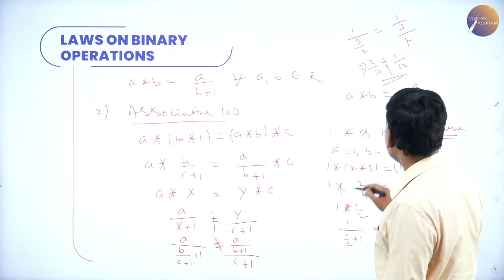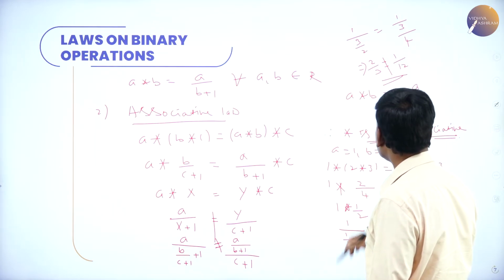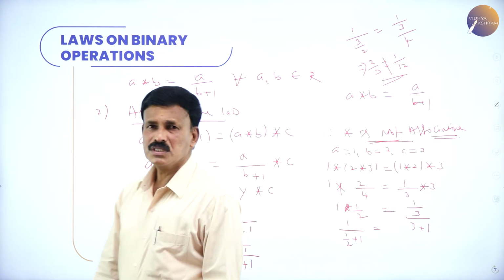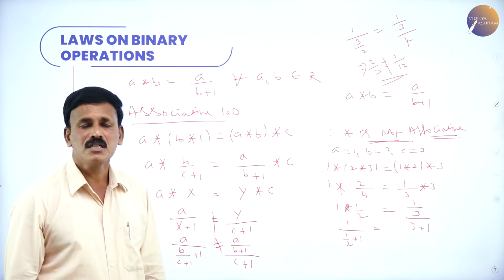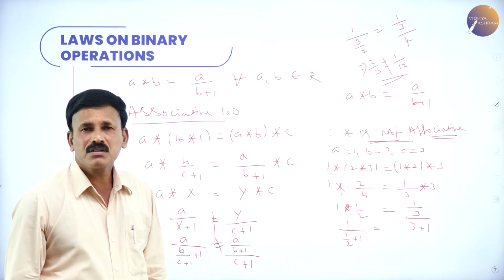So therefore, what do you say, that star is not associative. Star is not associative in this case. That means star is not associative as well as star is not commutative.